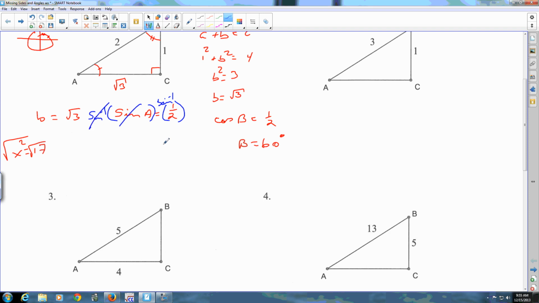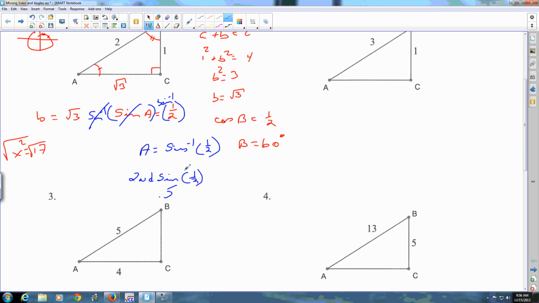Sine and inverse sine cancel out, and I have A is equal to inverse sine of a half. You type that in your calculator by hitting your second button, sine, and then a half. If your calculator is in degrees, it's going to return 30 degrees. If your calculator is set in radians, then you're going to get some funky decimal, somewhere near 0.5.